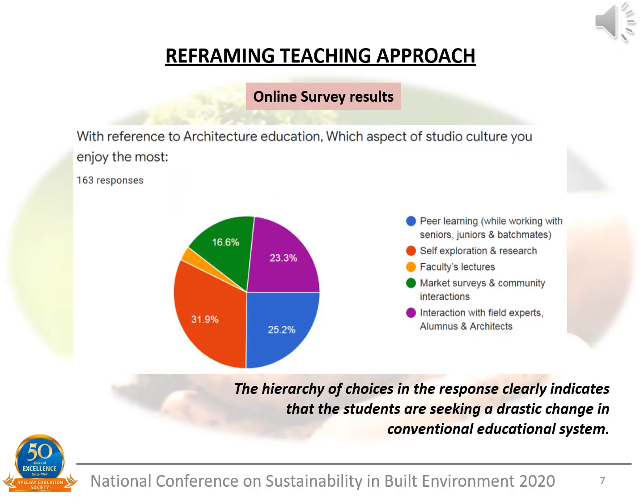The second objective is reframing the teaching approach. For this, to understand the students' point of view, we have done an online survey with the students. When we asked them which aspect of the studio they enjoy the most, they preferred self-exploration and research in the first position, after that peer learning, then interaction with field experts, market survey, and the last was faculty lecture. This hierarchy of choice in their responses clearly indicates that the students are seeking a drastic change in the conventional education system.